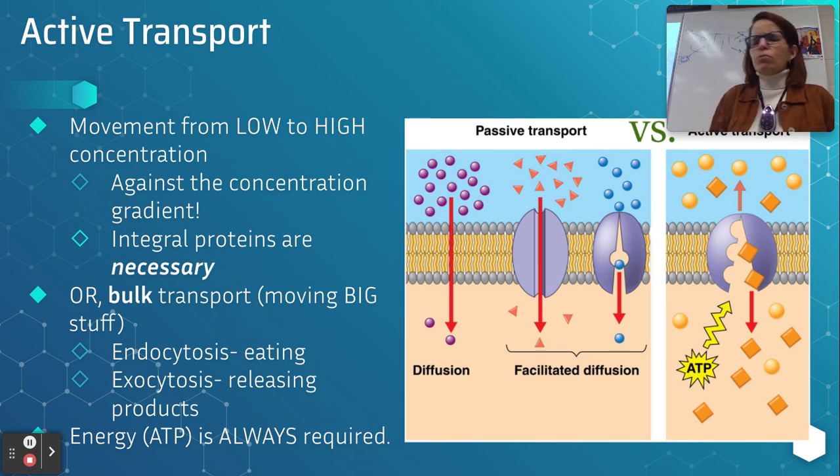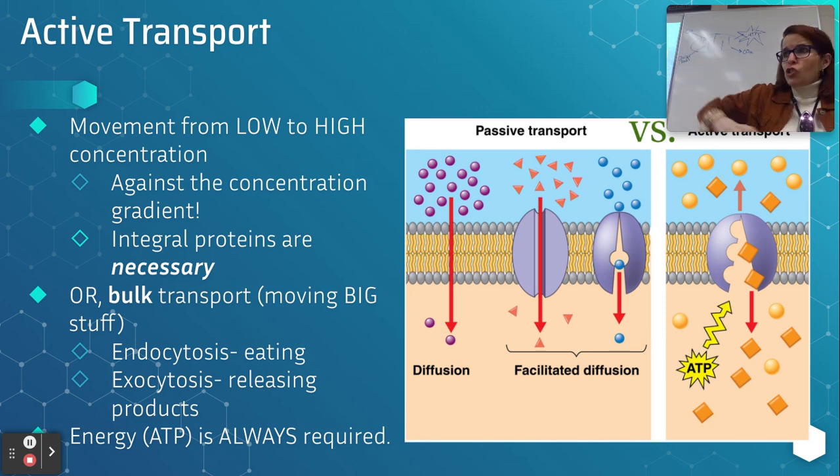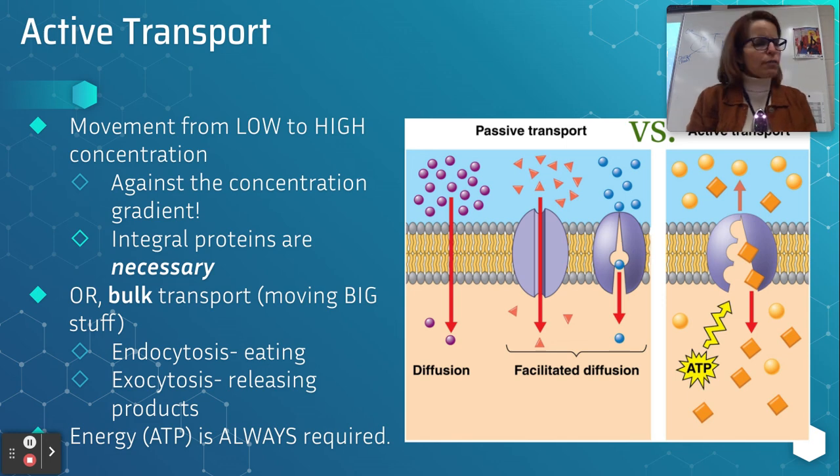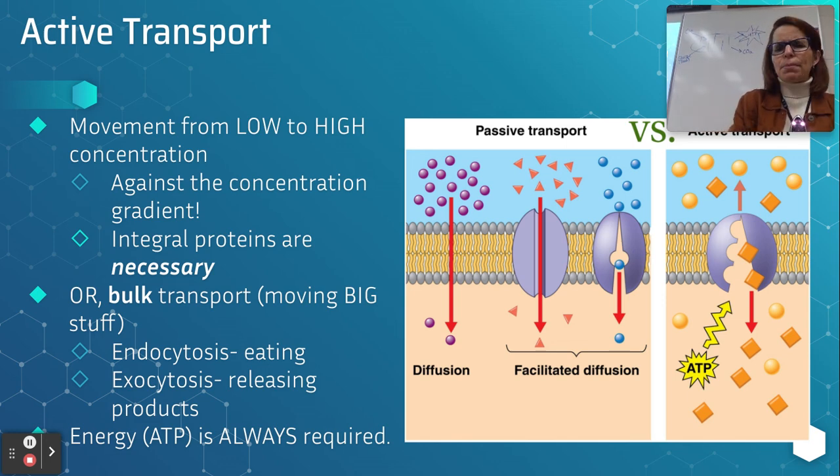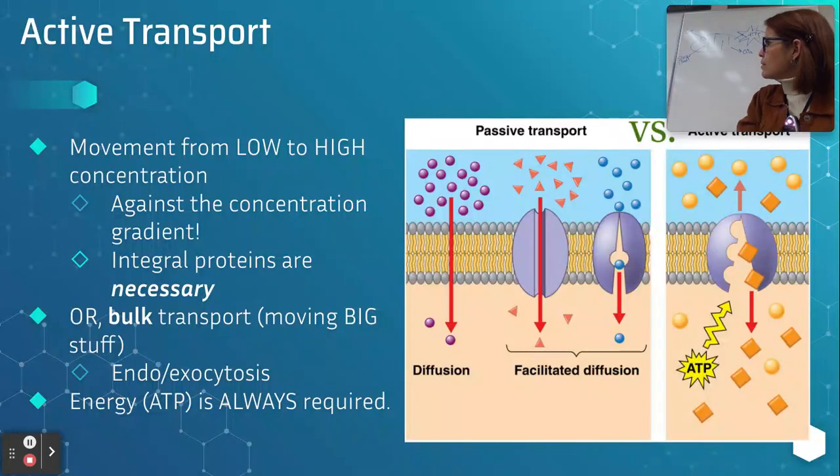So that includes like endocytosis, where the entire cell membrane pinches in when it's eating, or exocytosis, when we form a vesicle and then release it out of the cell. Both of those are active transport because energy, ATP, is always used. Look for the diagram and look for it to say ATP, and that's your indicator. Okay, that's active transport, and pay attention to that.